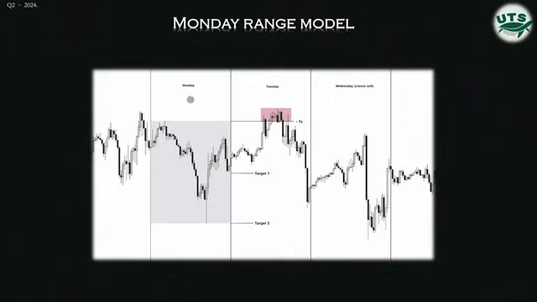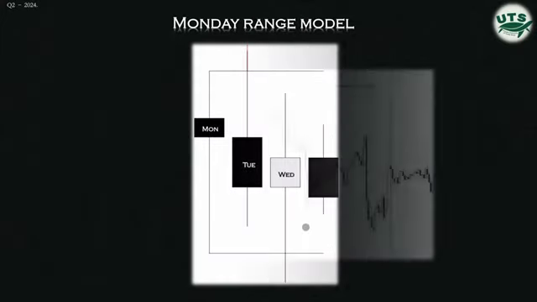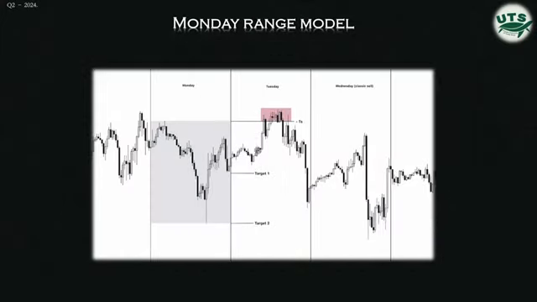Another example, you got Monday range, Tuesday turtle soup, target 1, and target 2. It's the same candle, by the way. Right, so Monday, chop. Tuesday, this gray area gets turtle souped. And then on Wednesday, you get a classic sell. An easy day to trade.